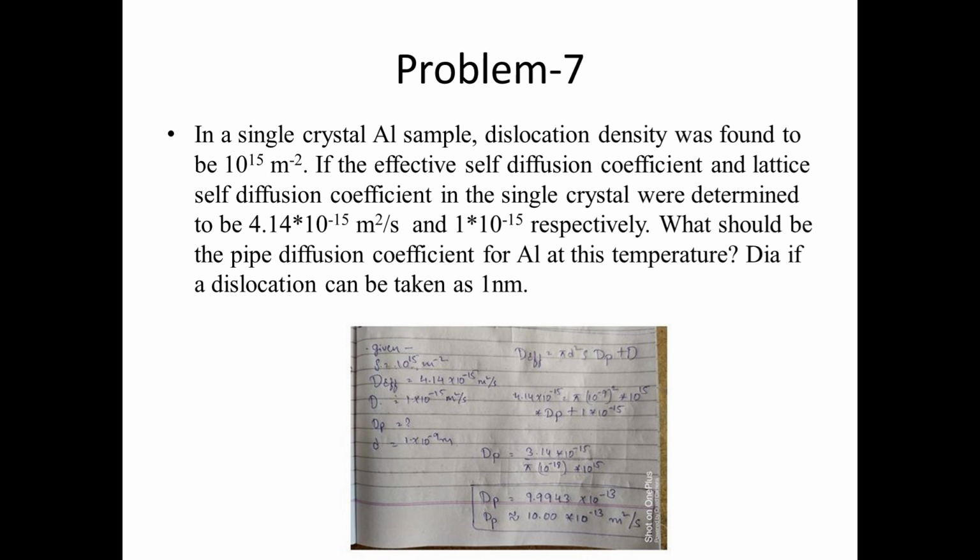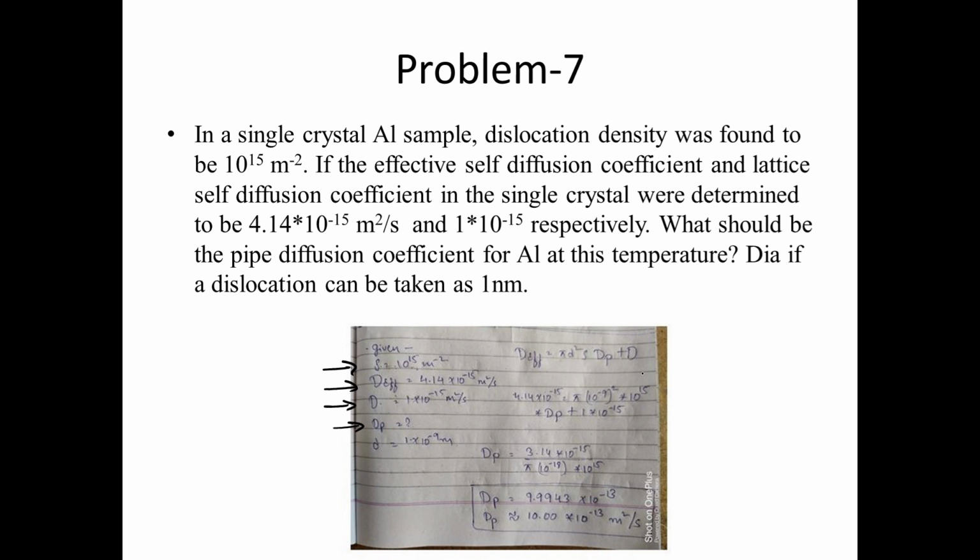The diameter of the dislocation pipe will be 1 nanometer. So he is asking about the pipe diffusion coefficient Dp. The solution is given here. The given values are the dislocation density, that is rho, the effective diffusion coefficient 4.14 into 10 to the power minus 15, and the lattice diffusion coefficient 10 to the power minus 15, and he is asking about the Dp value.